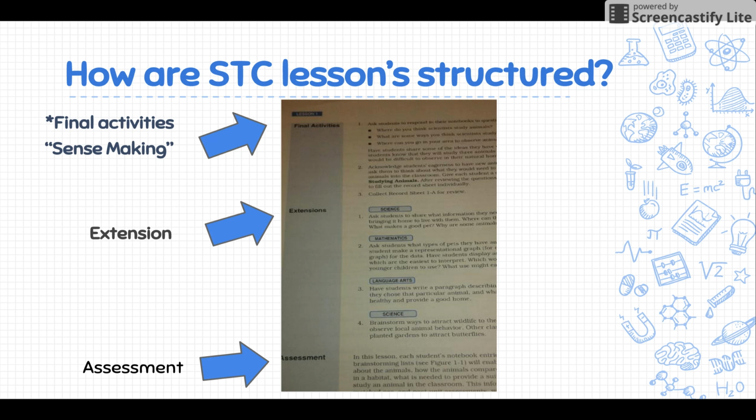Maybe you have students share what they learned to add to a what I learned chart that you keep in the classroom. After that is the extension section. If you want more, don't worry. STC gives you ideas of how to extend the science or make connections to other subjects like math or language arts. Then we have the assessment section. There's always an assessment written in for each lesson.